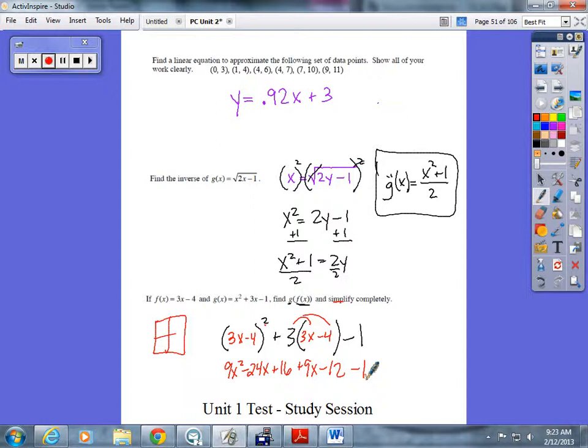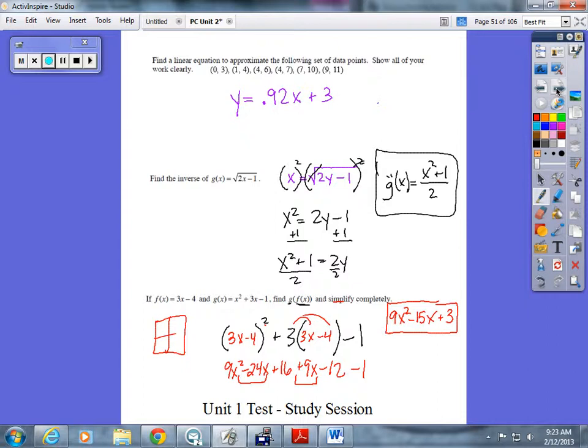Now we combine like terms. 9x squared is the only x squared term. We have a negative 24x and a positive 9x, so together they would make negative 15x. We have a positive 16 minus 12 is 4, minus 1 is 3. So our final simplified answer would be 9x squared minus 15x plus 3.